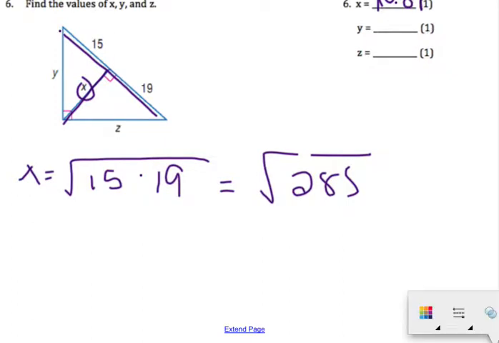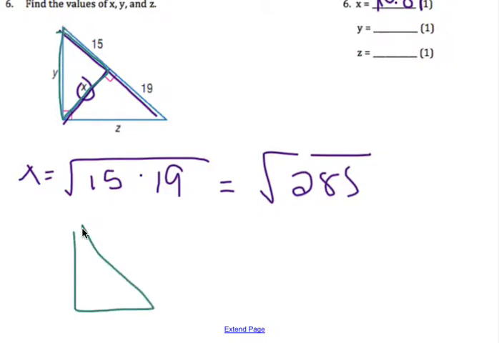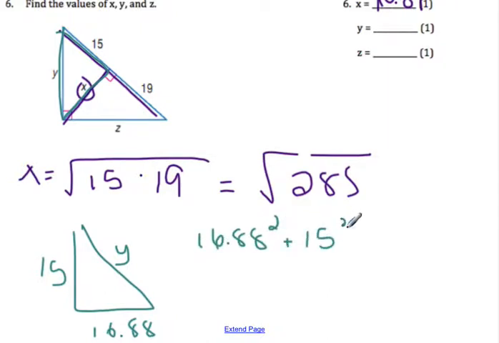Now we're going to set up our triangle. First thing I'm going to do is set up this triangle right here. I know that one of my legs is going to be 16.88, and the other one is going to be 15. And the hypotenuse is y. So I can go ahead and use the Pythagorean theorem to solve this. 16.88 squared is just going to give us 285.